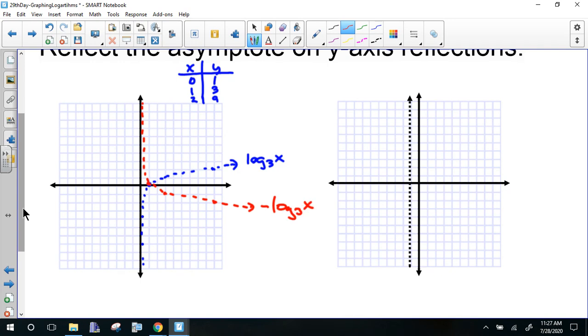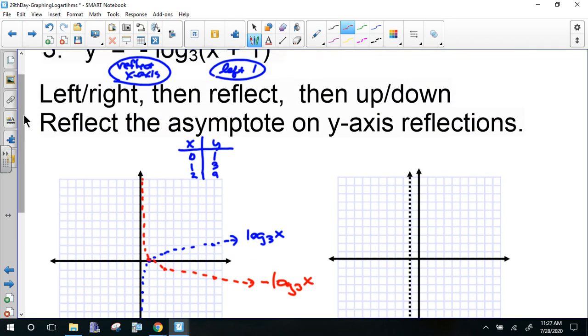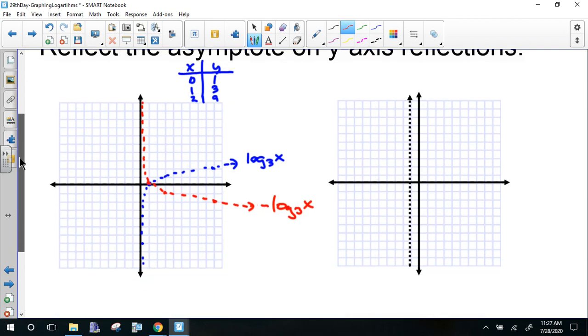And now I want to shift that red graph all the way over to the left 1. Shift everything to the left 1. So these points right here, if I shift it left 1, I'm here. If I shift this point right here to the left 1, I'm here. If I shift this point at (9, -2) to the left 1, I'm at (8, -2). So this is negative log base 3 of (x plus 1). So I have a vertical asymptote at x equals -1, and I'm going to go from -1 all the way to infinity.